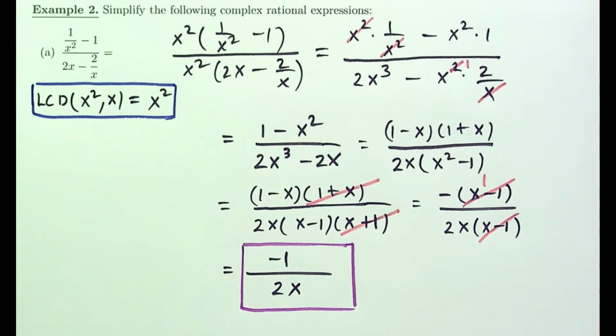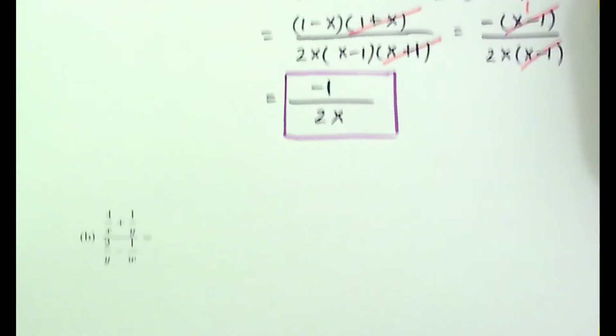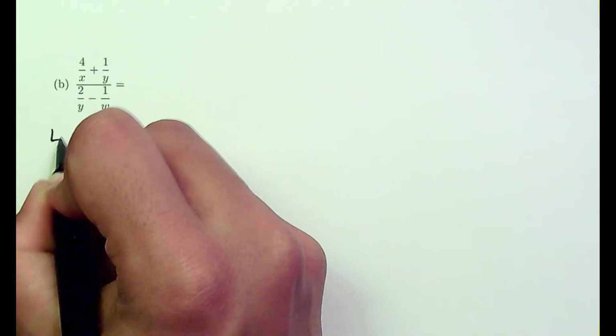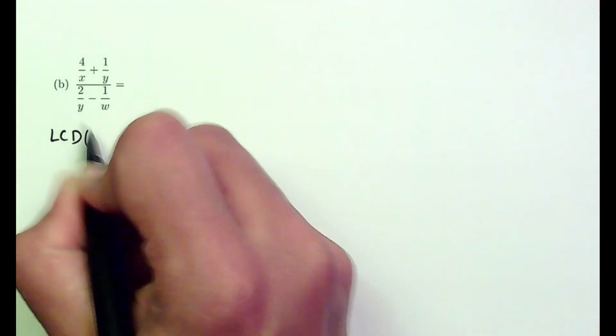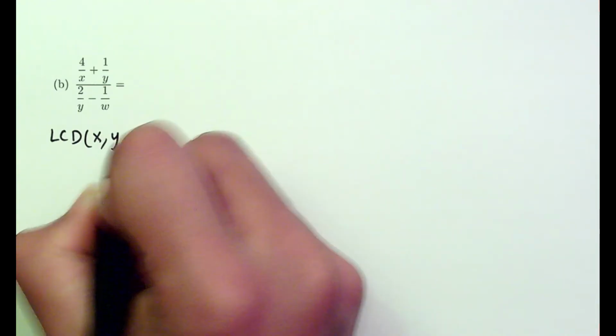Okay, now let's do another one. This one says 4 over x plus 1 over y, all that over quantity 2 over y minus 1 over w. So this one has multiple variables, but it's all still done the same way. Look at all the denominators. The denominators that I see are x, y, and w.